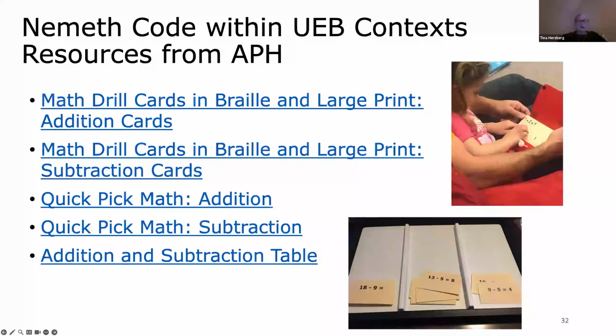So, Nemeth Code within UEB Contexts, some resources from APH. Now, this is not everything that APH has, but this is several of their fantastic ones. So there are drill cards in both large print and Braille. There are the math addition and subtraction cards. They have the Quick Pick Math, addition and subtraction.